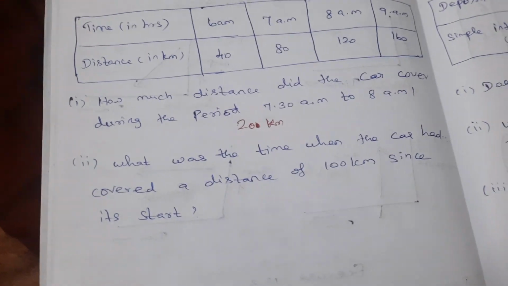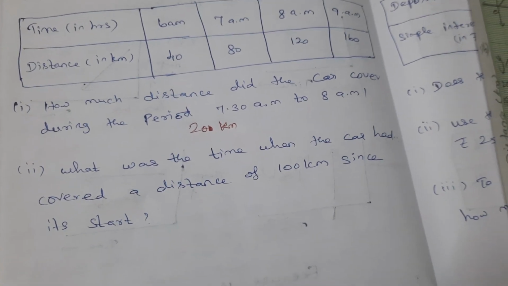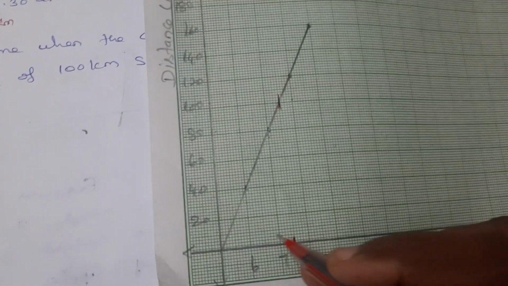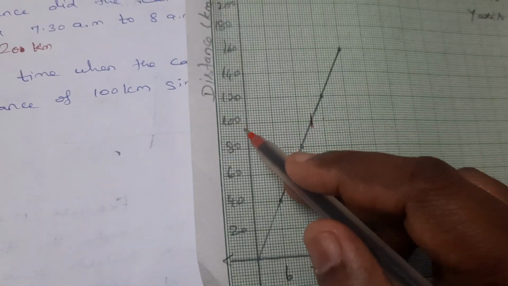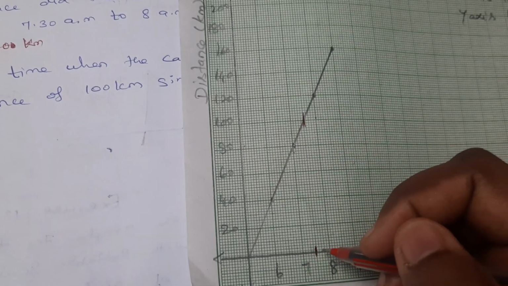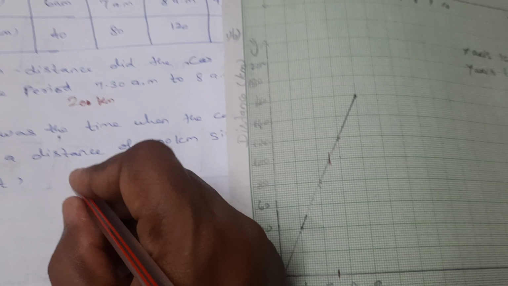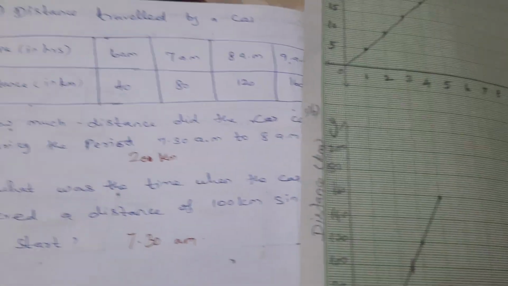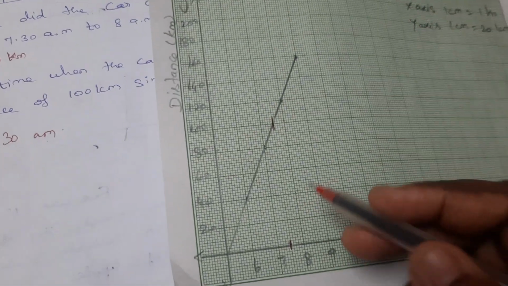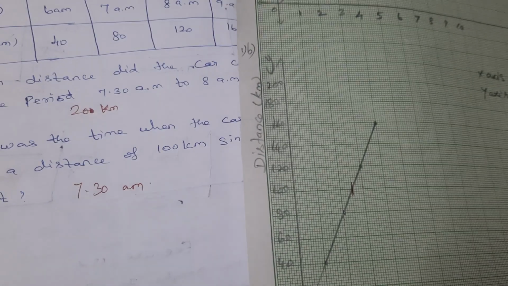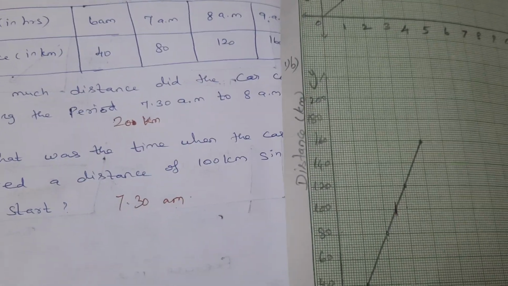The next question: what was the time when the car had covered a distance of 100 kilometers since it started? From the start, we see 100 kilometers reached at 7:30 a.m. So this is the second question's answer. This is how we get the answer from the graph: 20 kilometers, and for the second question, 7:30 a.m.